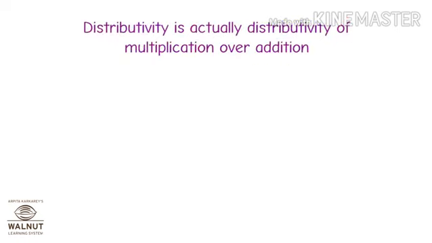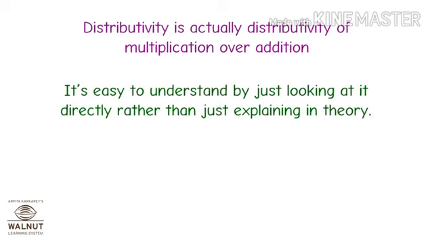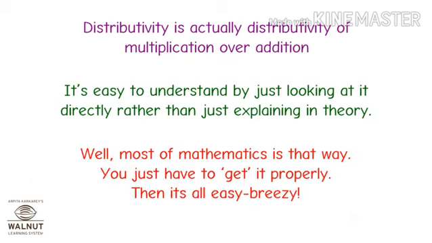Distributivity. Distributivity is actually distributivity of multiplication over addition. It's easy to understand by just looking at it directly rather than just explaining in theory. Well, most of mathematics is that way. You just have to get it properly. Then it's all easy breezy.